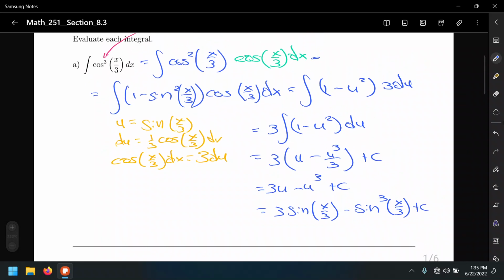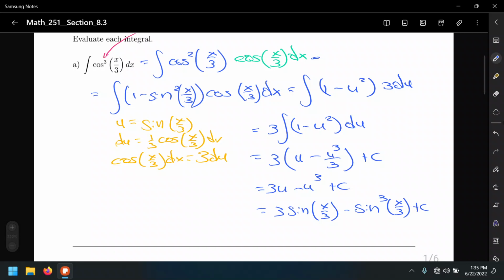Alright? Again, like I mentioned before, most of these integrals are going to lead to basic u substitution, basic general power rule. But the real trick here, the real deal here, is to know how to manipulate these trigonometric identities in order to make this work with the u du part. Alright? Let's have a look at another example.